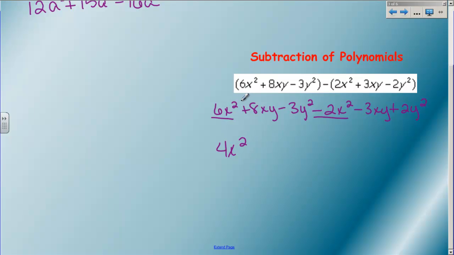Now I have my xy, so I have 8xy minus 3xy. And when you do 8 minus 3, that's 5. So I have plus 5xy. And then I have these y squareds. I have negative 3y squared plus 2y squared. And negative 3 plus 2 is negative 1, or negative y squared. So I've subtracted those two polynomials by distributing this negative to everything. So I changed all the signs of this and then just combined like terms.